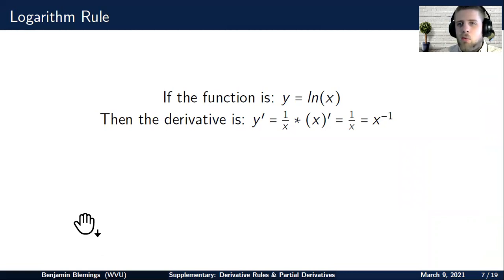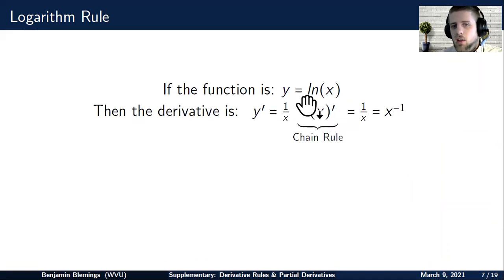So the logarithm rule is pretty easy too. If the function is y equals log x, then the derivative is just 1 over x. And we need to do the derivative of the inside of the log, so x prime. But we know that the derivative of x is just 1 via the power rule again. And so the derivative is 1 over x, which we know is also x to the negative first power. All right. And this times the x prime is from the chain rule. So you've seen 3 examples now of where the chain rule needs to be applied.